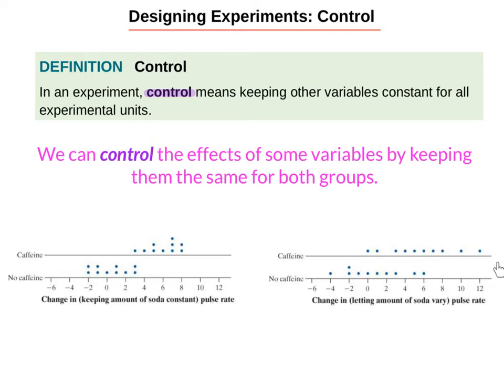In that case, we might get a result like this, where there's caffeine that's measured and no caffeine that's measured between the two groups, and the difference in their pulse rate. So compare that, something that you didn't control, to something that you can control. That is keeping the amount of soda constant and the effect on the pulse rate. So you're going to get different results for the number of things that you control for or don't control for.